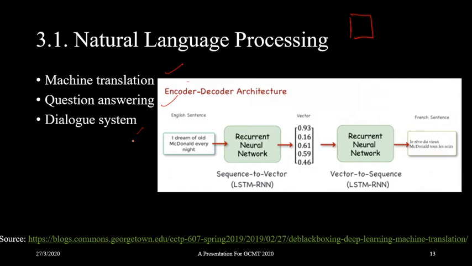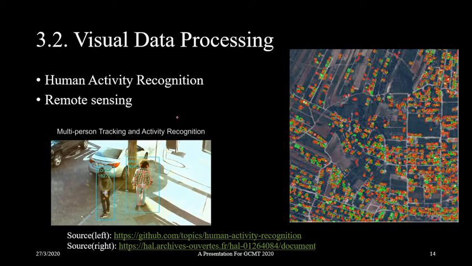and also the efficiency. Visual data processing, such as human activity recognition, is currently trending because of COVID. As you can see, it can accurately draw a bounding box and also detect that, oh, this person is walking. So this is a use case. Also remote sensing, where this is a satellite photo. Through it, the machine can draw boxes around where the houses are.